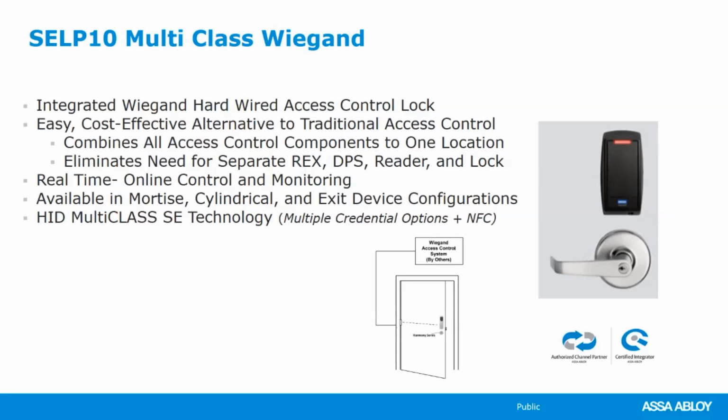And this was meant to be a brief overview. If you want to learn a lot more about it, we will have some additional classes available for the access control products and solutions. The first question: does Corbin Russwin include cylinders with their exit devices?